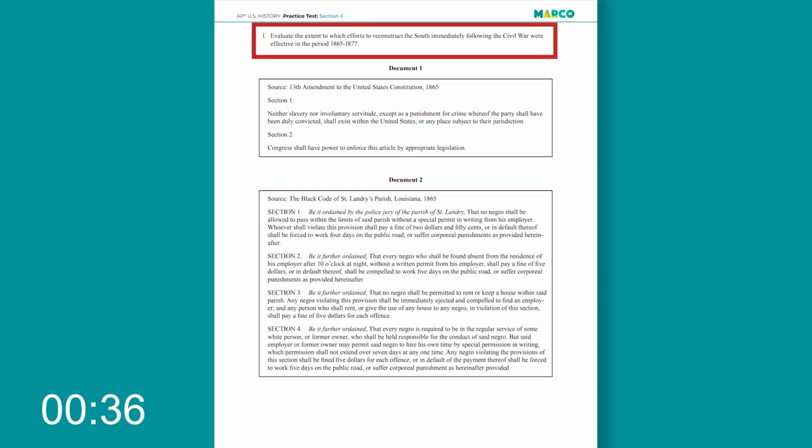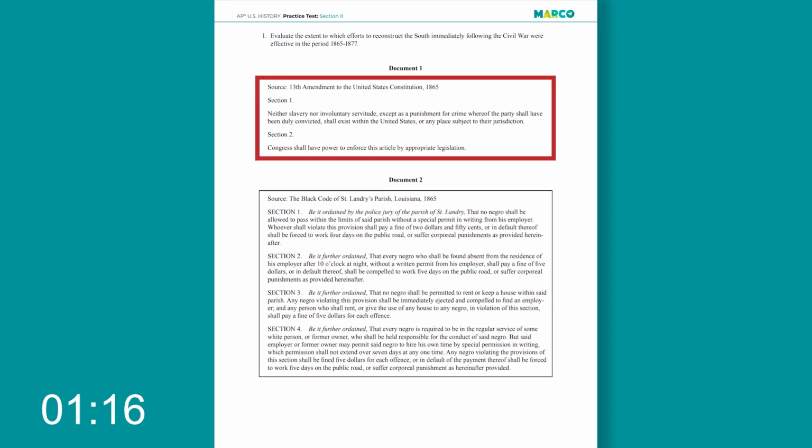It says, evaluate the extent to which efforts to reconstruct the South immediately following the Civil War were effective in the period 1865 to 1877. Okay, I read that, but I wasn't really paying attention, so I'm going to read it again. Evaluate the extent to which, so how far along, one extreme, the other, somewhere in between, efforts to reconstruct the South immediately following the Civil War were effective in the period 1865 to 1877. So I need to figure out how effective Reconstruction was. Bringing the South back on board after the Civil War, was it effective? Was it not at all effective? Was it completely effective or in the middle?